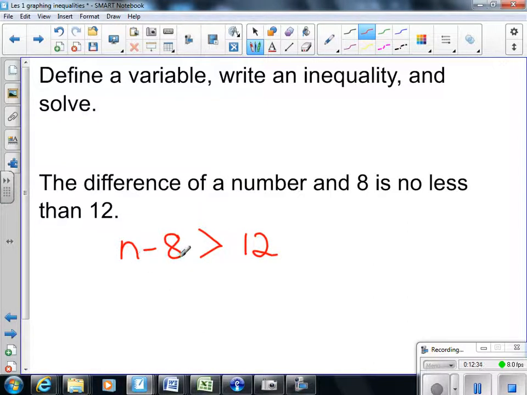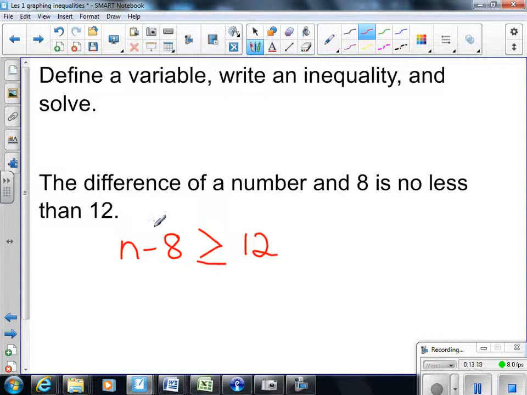Okay, so the difference of a number and 8 is no less than 12. Well, could it be 12? If it's no less than 12, that means it could also be included in that. Okay, think about that for just a minute. So what do you think? Would I have the equal sign under here as well? Yes, because it could be 12. It says it's not going to be any less than 12. So our final inequality is n minus 8 is greater than or equal to 12 to represent this statement.